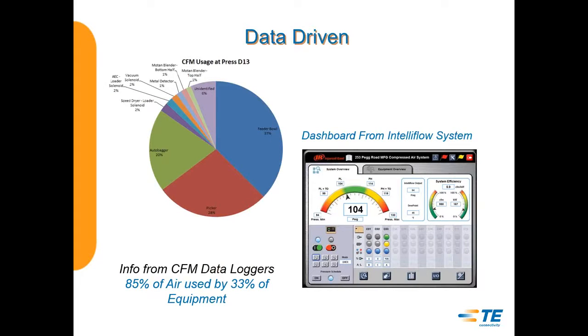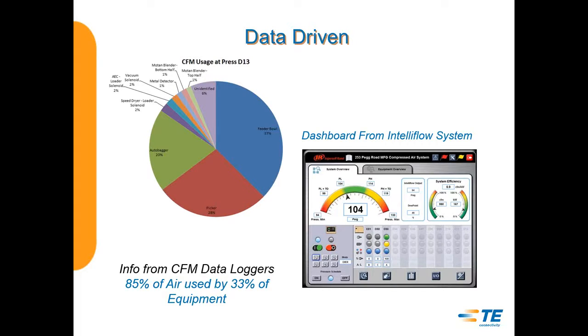One of the things we also learned from that Kaizen event, we bought some CFM digital flow meters and put them in strategic places, and we had little data loggers with them. We wanted to learn where our compressed air was used and to see if it applied the old 80-20 rule. We found out that 85% of our air was used by 33% of the equipment. So it gave us a better idea about how to focus our efforts and what we need to pay attention to.